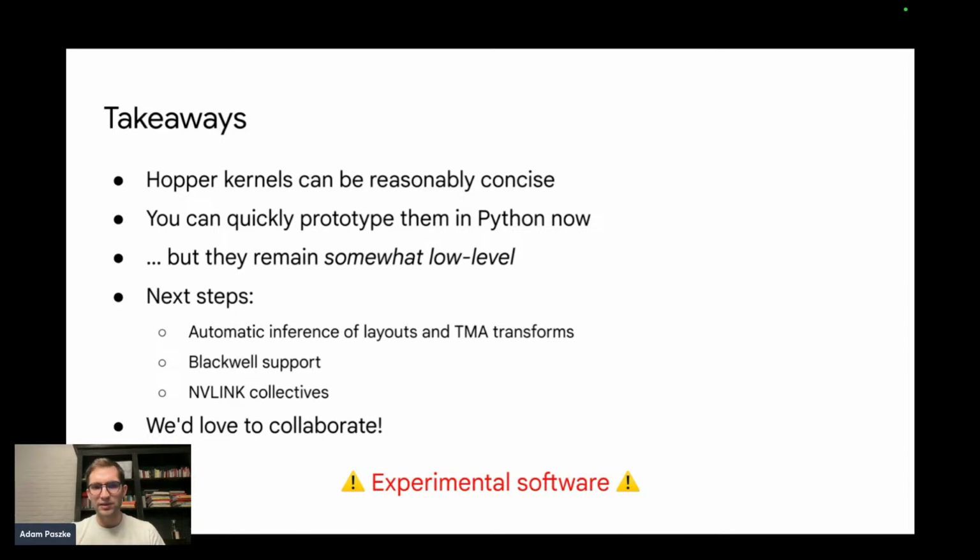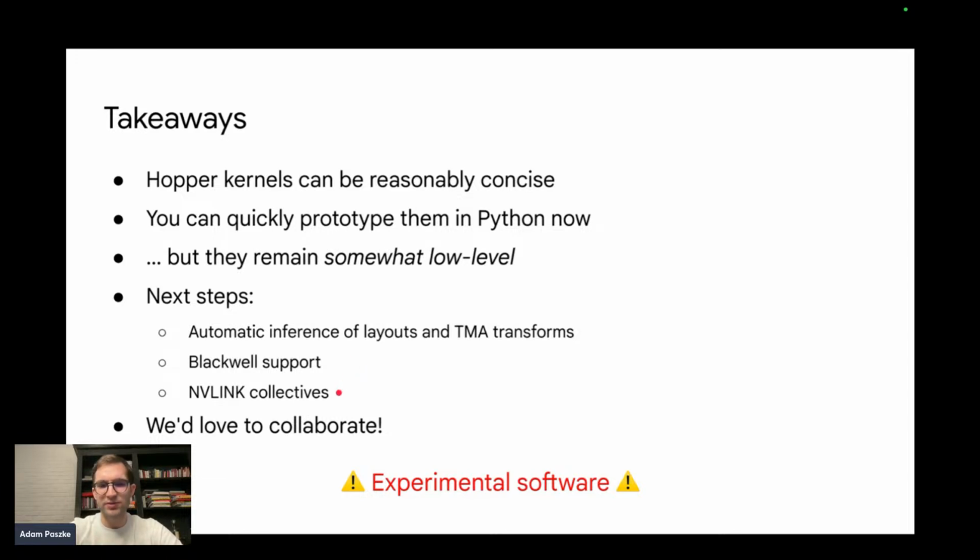So we do want to automate this part a little bit more because we think it is feasible. And also annotating those TMA transforms. You saw there are some magical numbers in there. That would be good to automate. That's something we're working on. Blackwell support, we're very much working on this.